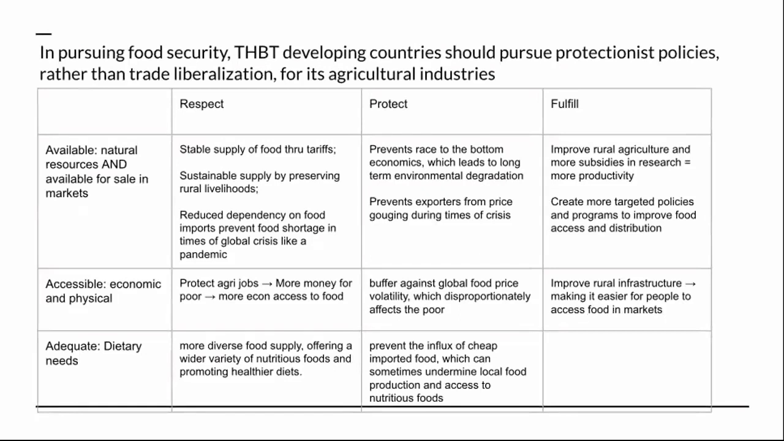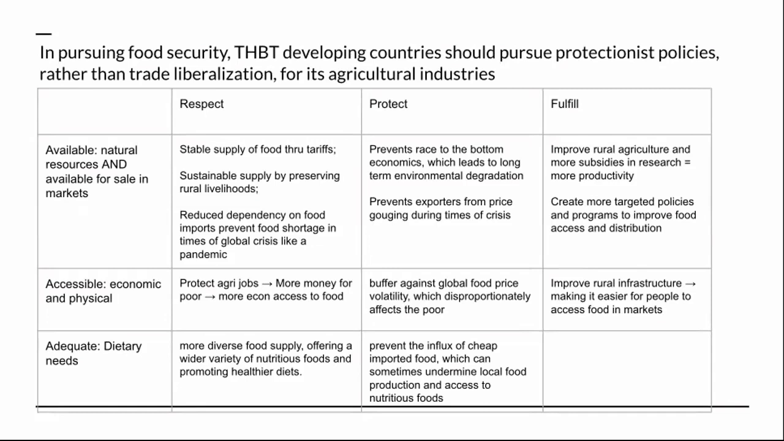So, in pursuing food security, this House believes that developing countries should pursue protectionist policies rather than trade liberalization for its agricultural industries. Since it's about food security, it's about the right to food, which is why I was like, oh, I have a file on that. That's fact sheet 34, the right to adequate food.